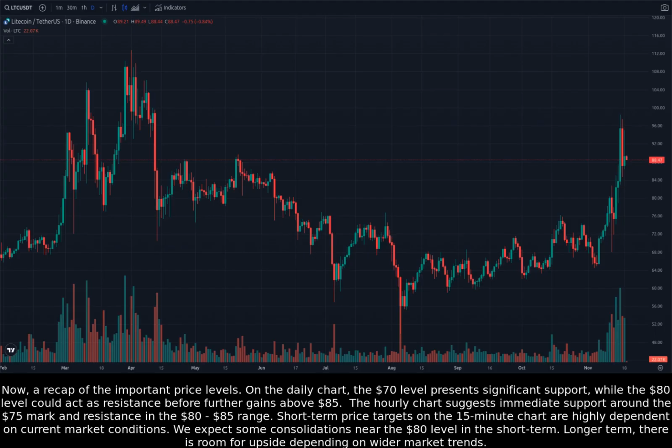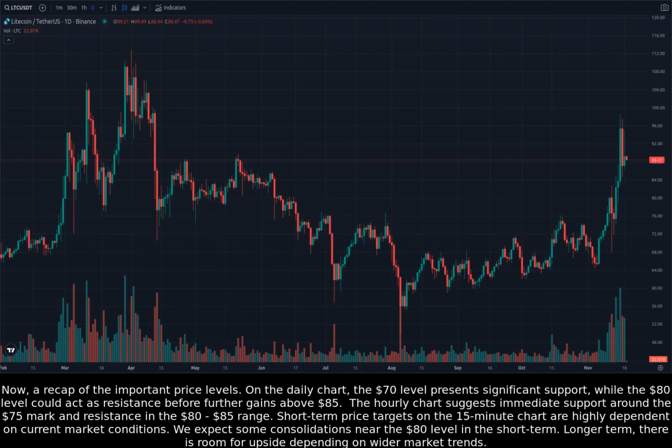Now, a recap of the important price levels. On the daily chart, the $70 level presents significant support, while the $80 level could act as resistance before further gains above $85. The hourly chart suggests immediate support around the $75 mark and resistance in the $80 to $85 range. Short-term price targets on the 15-minute chart are highly dependent on current market conditions.